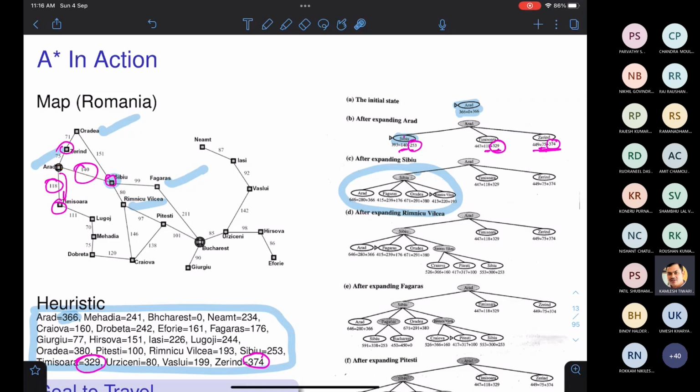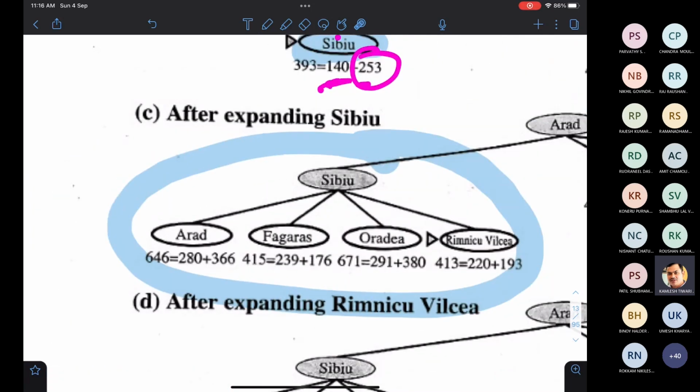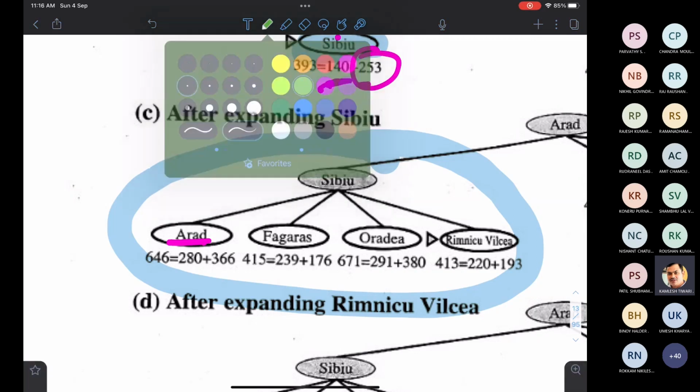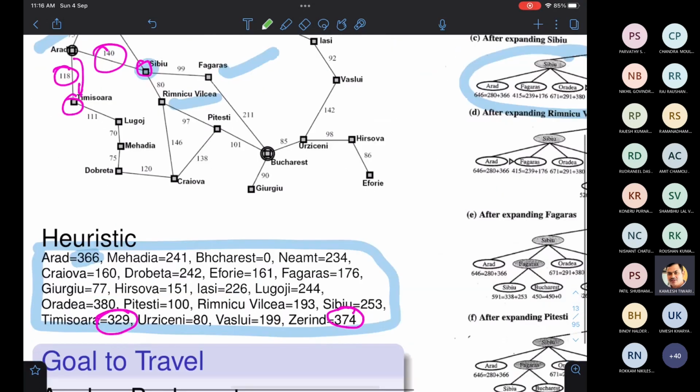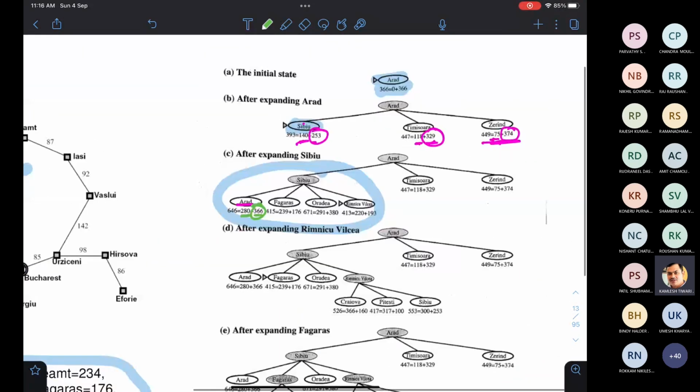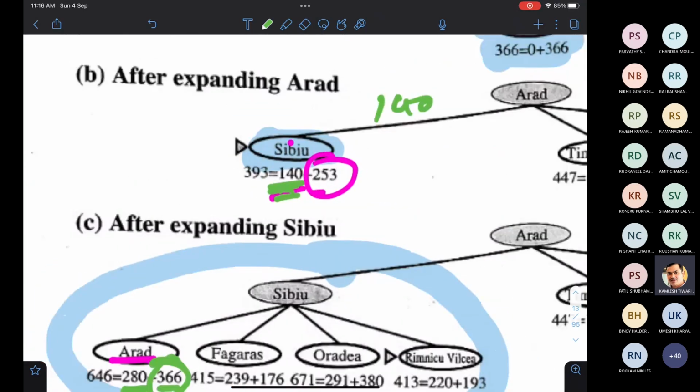So if you want to go to Arad, let me find out once again from Cebu, what is the value of Arad? If you understand this, everything would be clear to you. From Cebu, you want to find out how much the Arad would be. So this value is going to be 280 plus 336. What is this 336? This is the second part. Second part comes from where? From this particular table, 336. Everybody okay? Where is this 280 coming from? How much have you spent to come to Cebu? 140. You have spent this 140 when you came to this particular place.